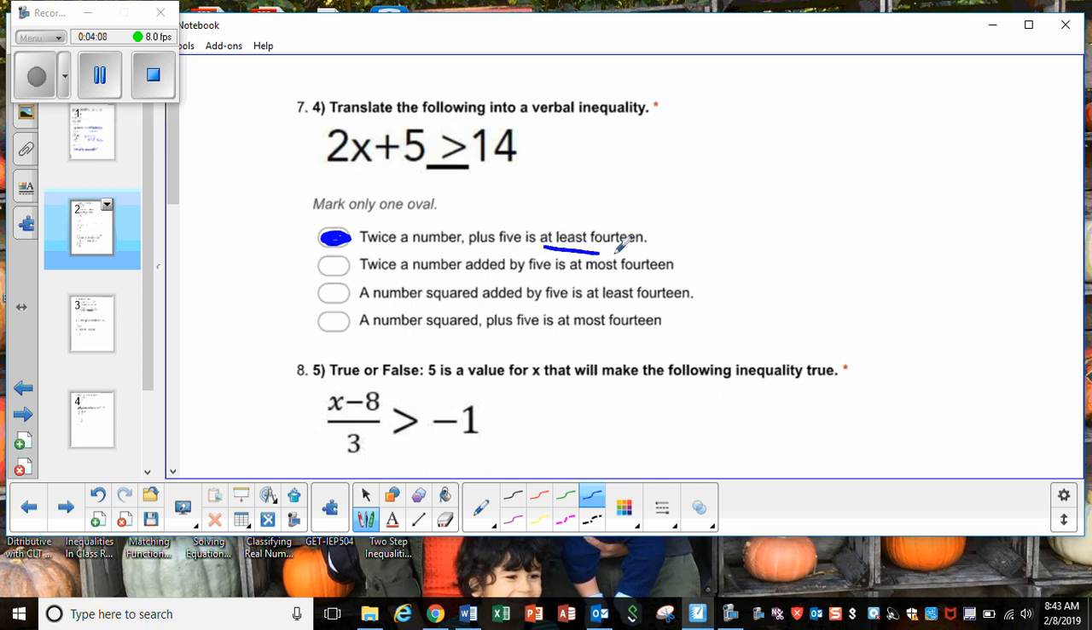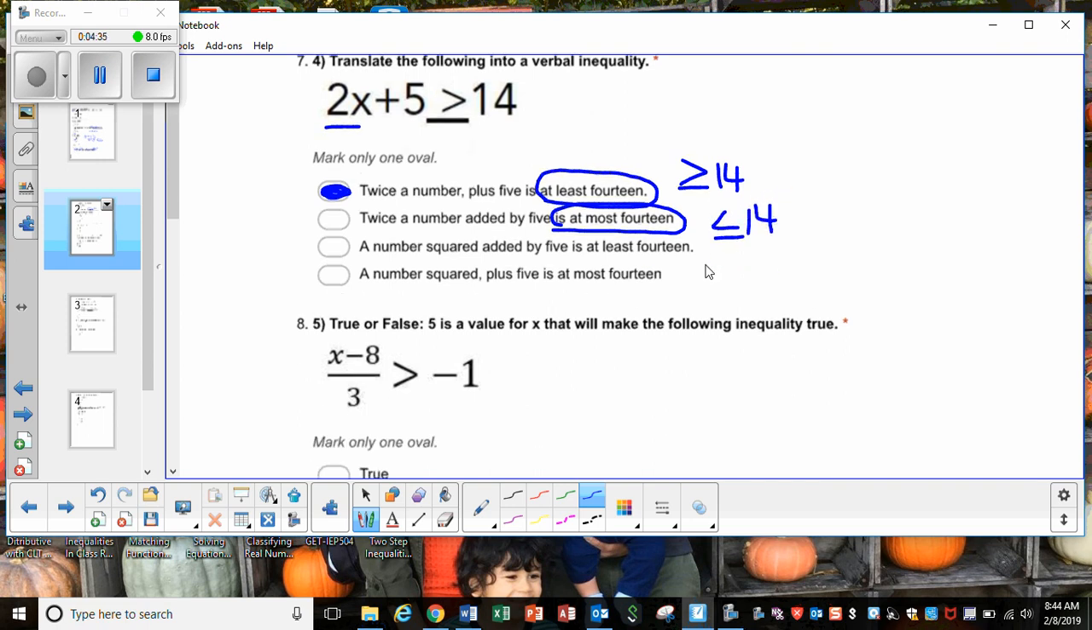So at least 14, remember that means 14 or more, so greater than or equal to. Twice a number means multiplication, that's right there, plus 5. So the reason, for example, why the second option doesn't work is because it says twice a number added by 5. So far that's correct. But at most 14 means that it would be less than or equal to 14 because it can't be any more than 14. So that option's out. All right.